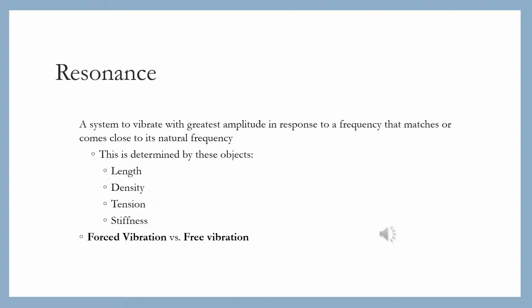Also, when talking about natural frequency, you want to look at vibration in that system. There are two different types of vibrations that occur: forced vibration and free vibration. So what is the difference between those two? Forced is when there is an outside source that creates a vibration in that system. Free vibration is that system vibrating with its own natural frequency. So again, the four big players that we want to remember with resonance are length, density, tension, and stiffness.